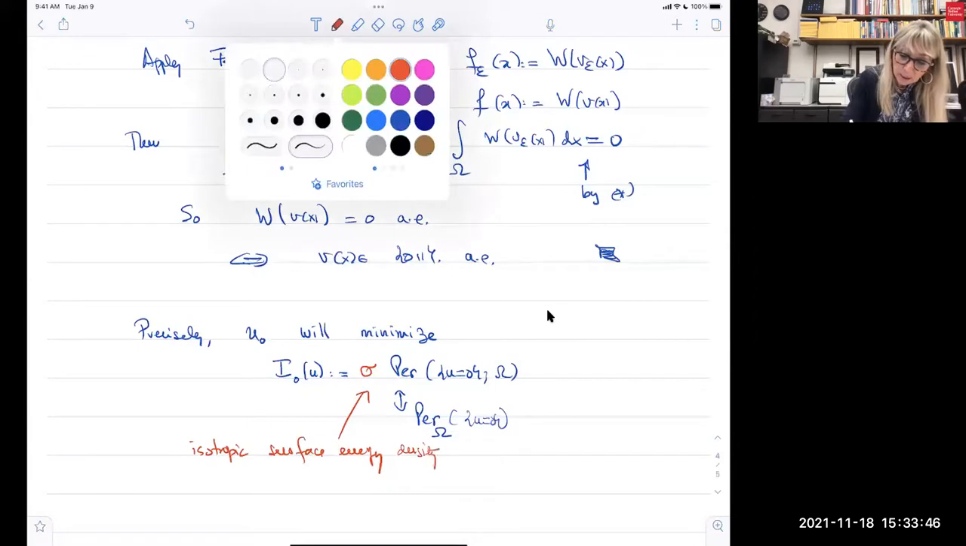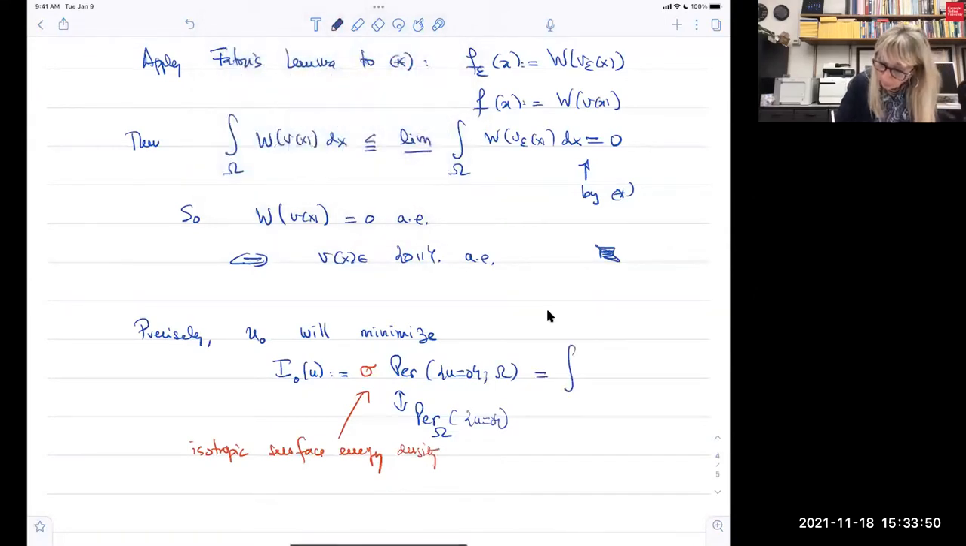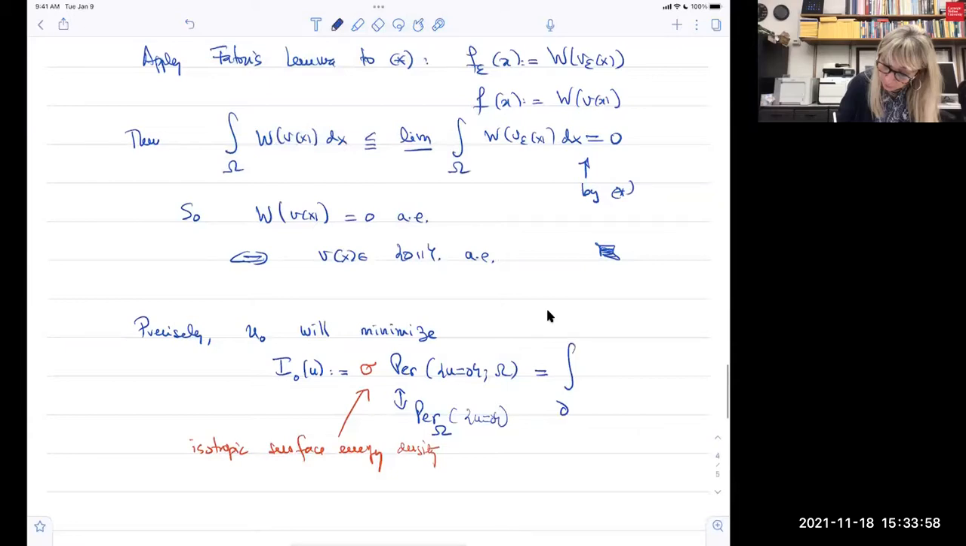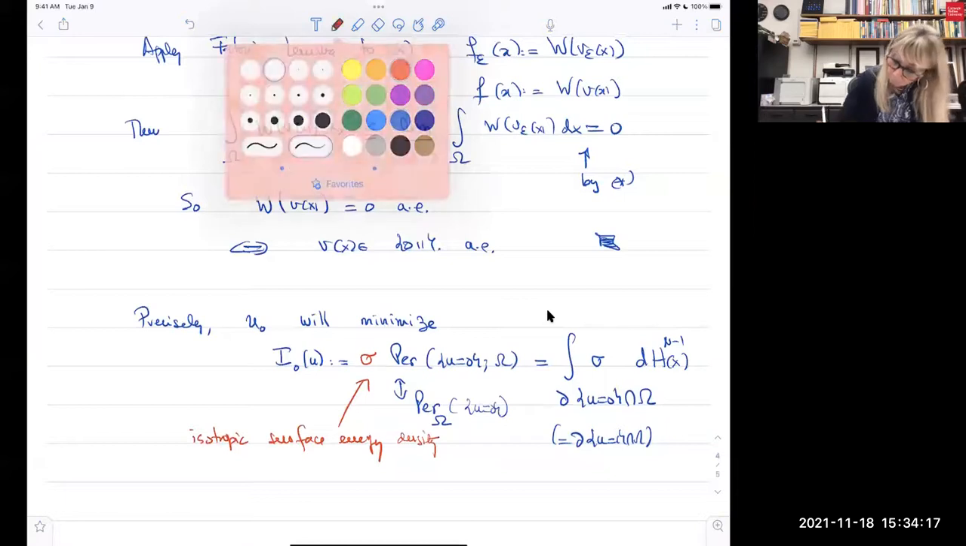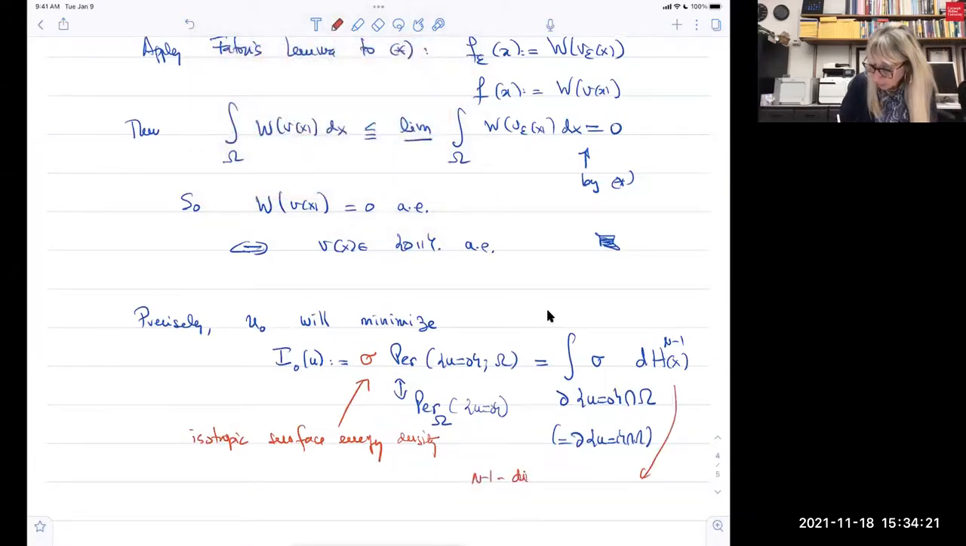in that I can write this as the integral over the boundary inside omega, which is the same as the boundary. I could have also written it like this, of sigma times dH^(n-1). So this stands for the n minus 1 dimensional Hausdorff measure, which if you are in R3 is just surface measure. If you're on the plane it's the length of the curve, and so on, right? So this is just how you measure surface, right?